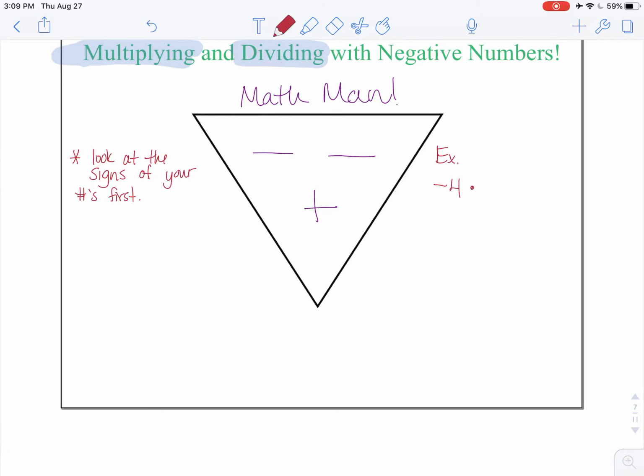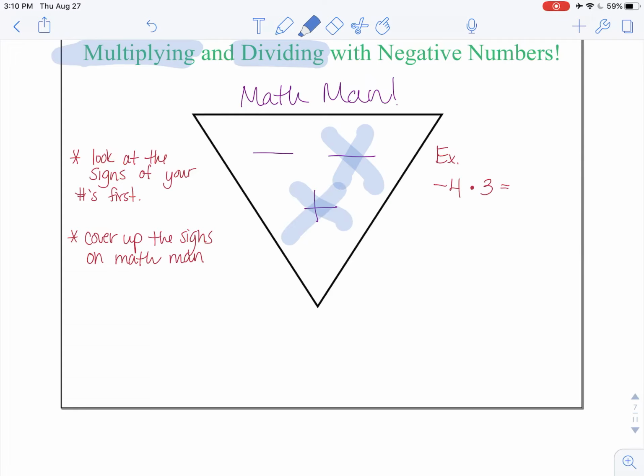of negative 4 times 3, I have a negative and a positive. So I look at the signs of my numbers first, a negative and a positive. Next, what we do is we cover up the signs on MathMan. So usually I would use my hands, but I'll use this highlighter. So I know 4 is negative, so I'm going to cover up the negative with my hand. 3 is positive, so I'm going to cover up the positive.